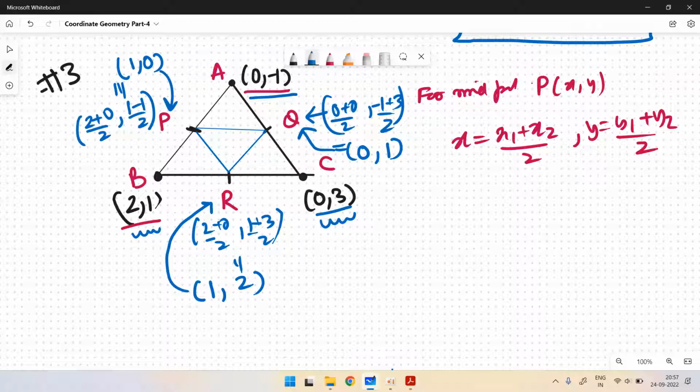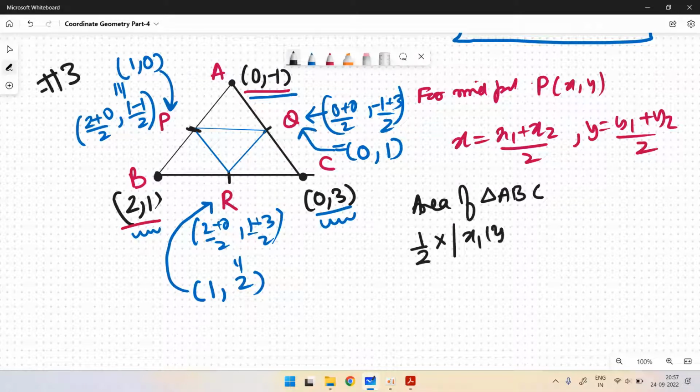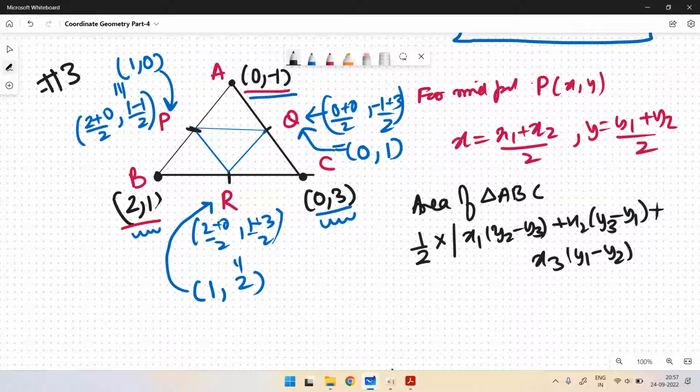You can even see from this that it is approximately 1 by 4, but you need to prove it by using the area. So let's calculate the area of triangle ABC. I'm directly writing the formula: the area of any triangle is half mod of x1 into y2 minus y3 plus x2 into y3 minus y1 plus x3 into y1 minus y2.